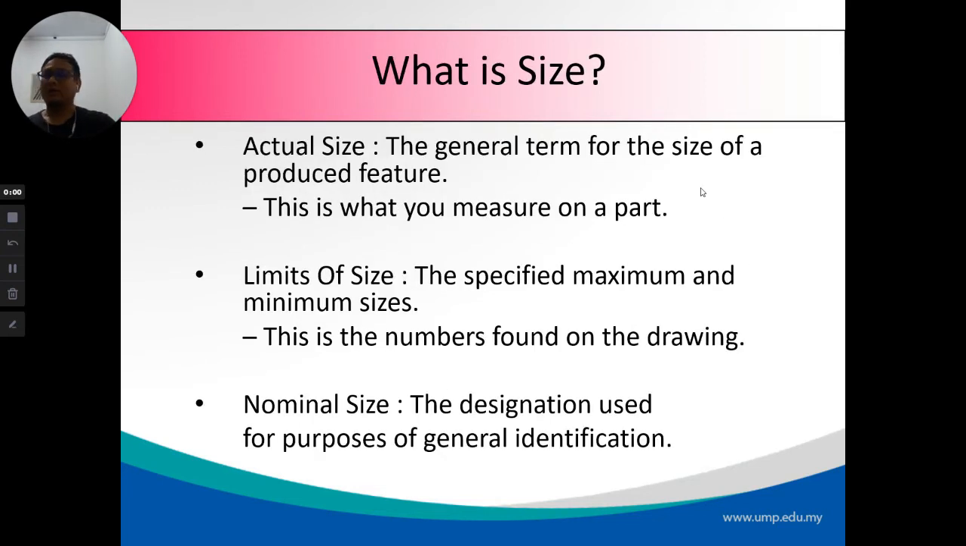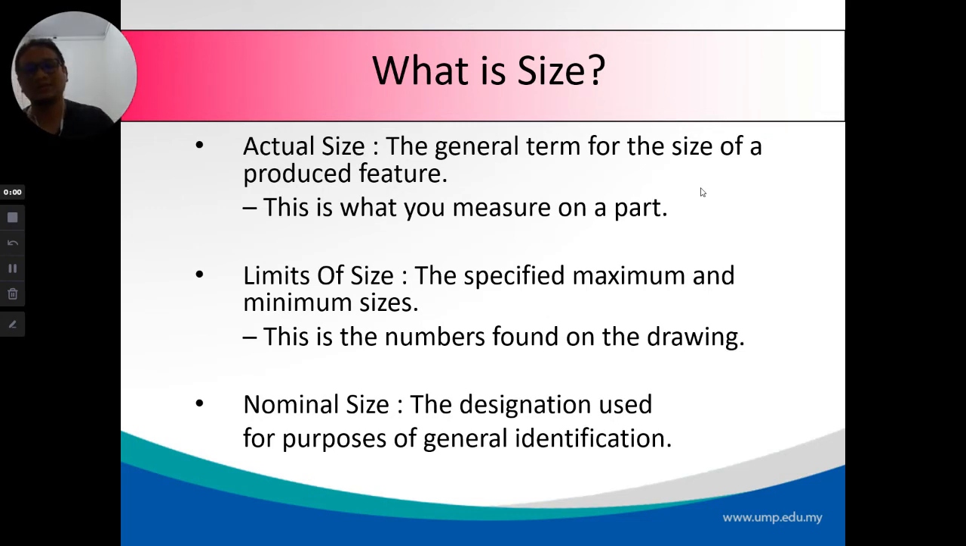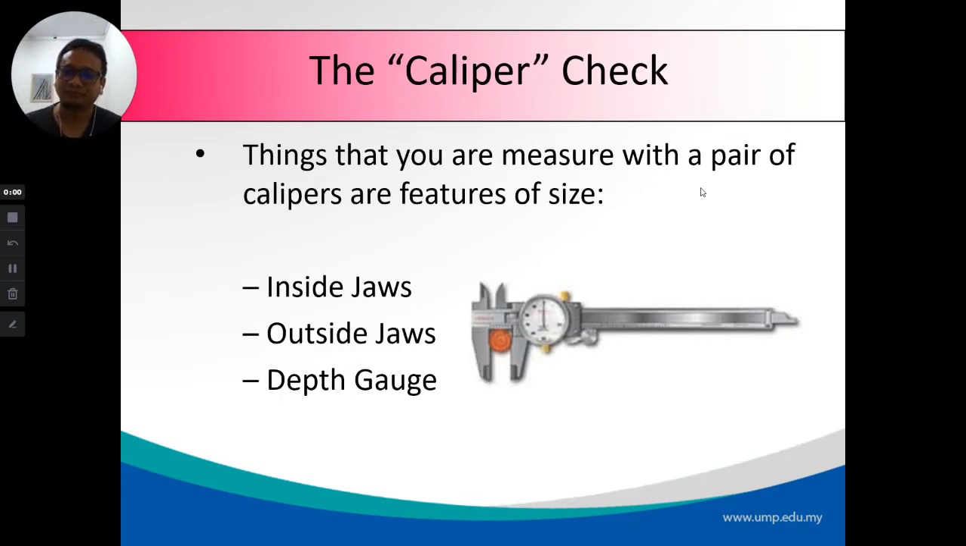What is a size? The general term of a size is what you measure on a part. For example, the size of its length, the size of its height, the limit of it, the maximum size, the minimum size, the nominal size, the designated size. A feature of size is, for example, one cylindrical surface, one spherical surface, or a set of two opposed parallel surfaces.